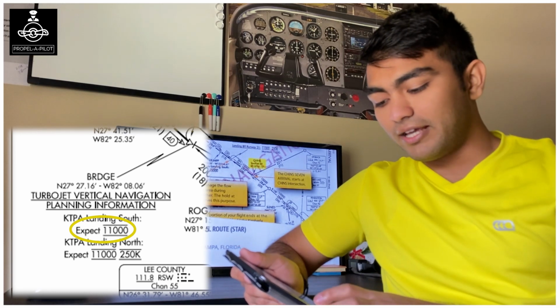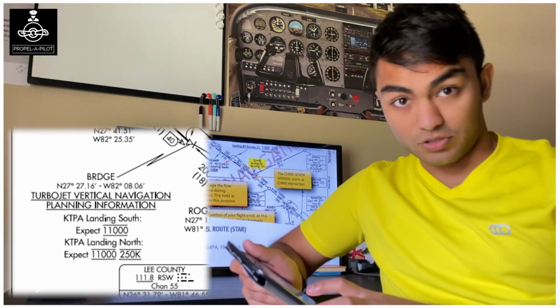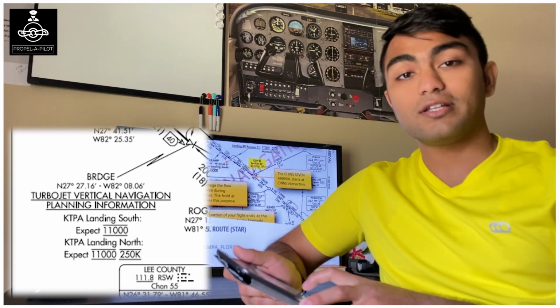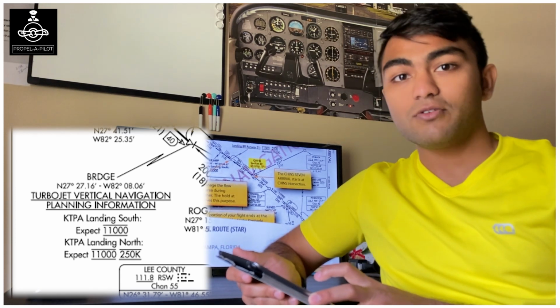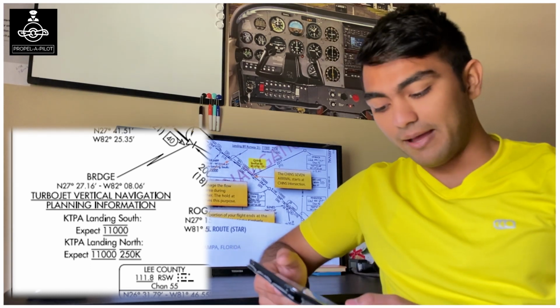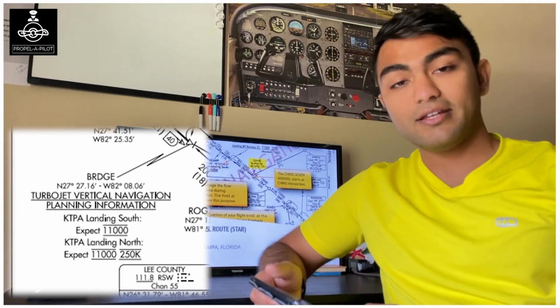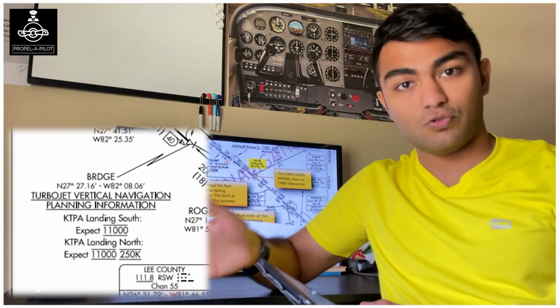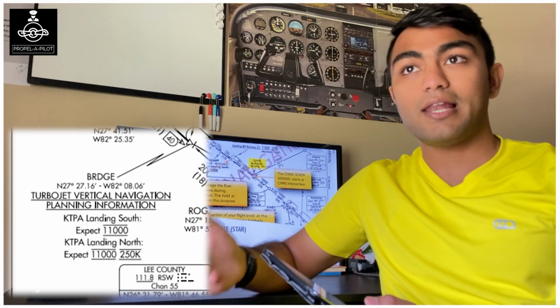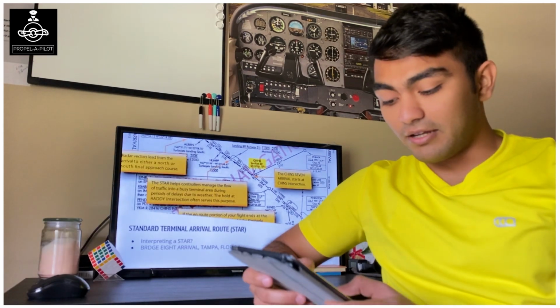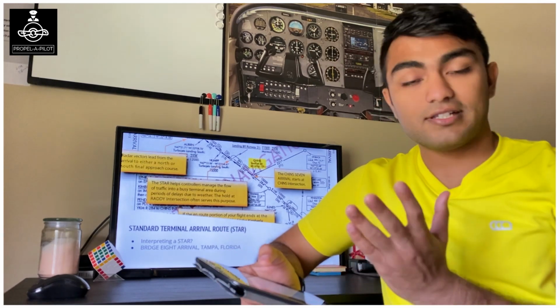KTPA landing north, expect 11,000, which is the altitude, and 250K means 250 knots indicated airspeed restriction when you're flying the Bridge arrival, and Tampa is landing north, meaning the north facing runways in Tampa are being used. Tampa landing south means the south facing runways are being used. That's pretty much it, and you know how to file it, just like a SID.